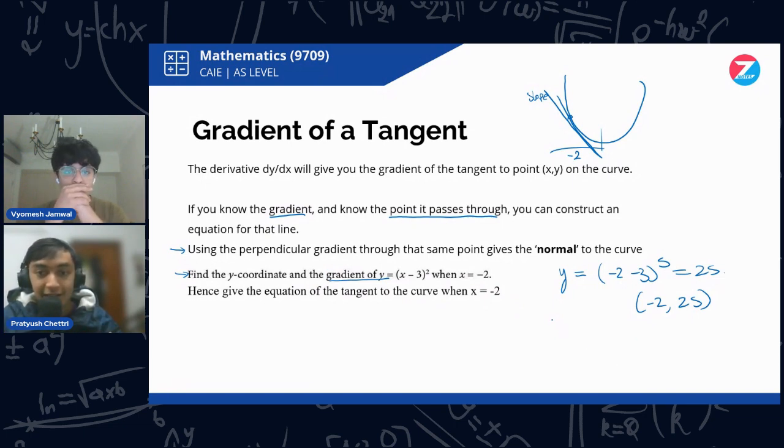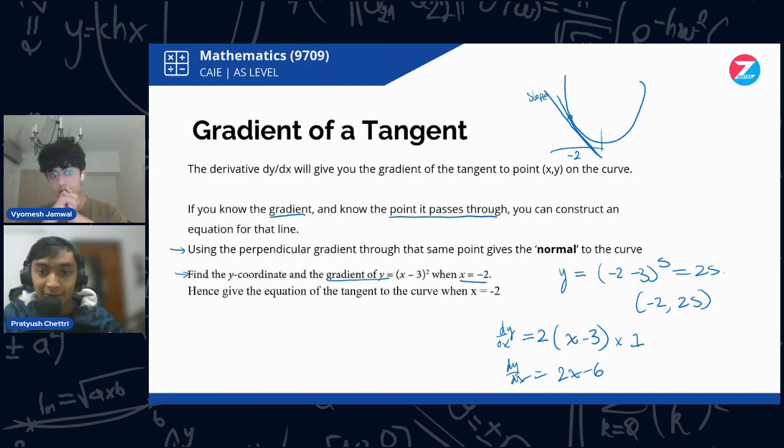When it says gradient, you should automatically be thinking derivative, differentiate. You could technically open the brackets, or we could just use the chain rule we just learned. So dy by dx will be you multiply by 2, x minus 3, and then we multiply by the derivative of the stuff in the brackets, which is just 1, because x.